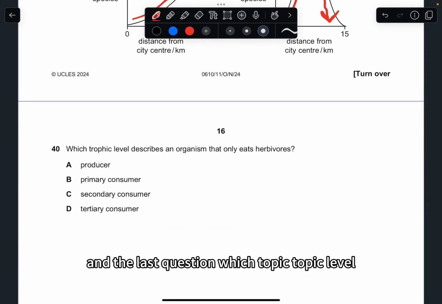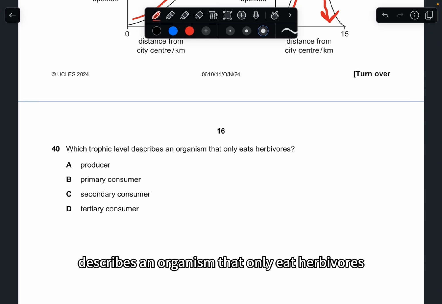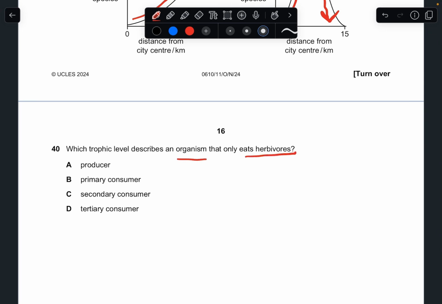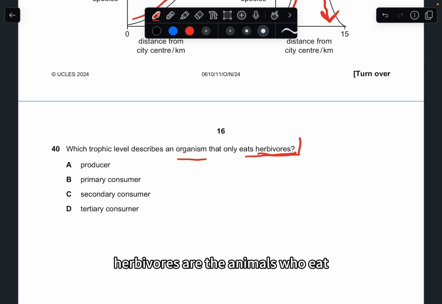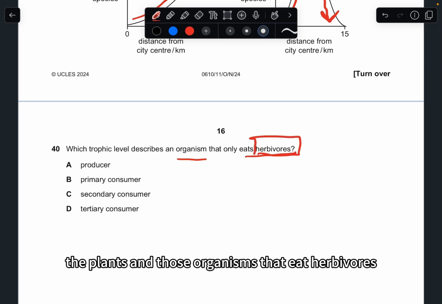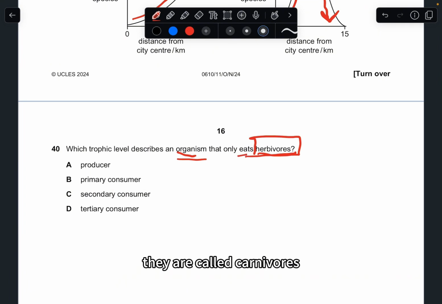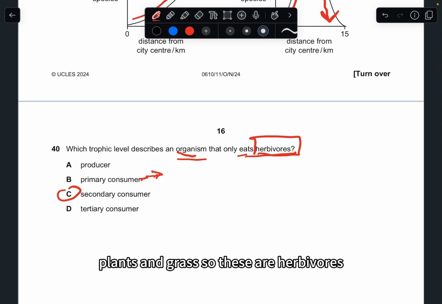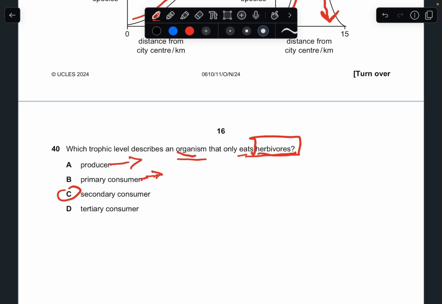And the last question: which trophic level describes an organism that only eats herbivores? Herbivores are the animals that eat plants, and those organisms that eat herbivores are called carnivores. So they are the secondary consumers. The primary consumers are the animals that eat plants and grass. So these are herbivores, producers are the plants, and secondary consumers are those that eat the herbivores.